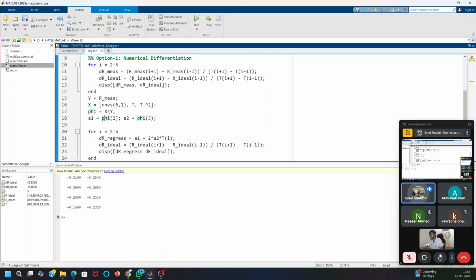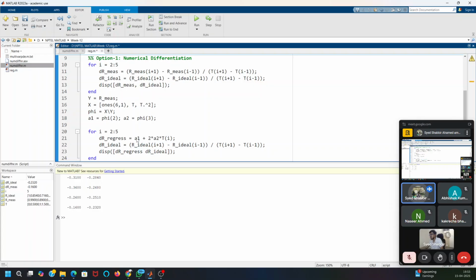So after finding its coefficients, we can get the differentiation. So this is the differentiation of the regression. After fitting the curve, we are getting the differentiation of that curve. So this is the differentiation of that curve: a0 plus a1x plus a2x squared, right?